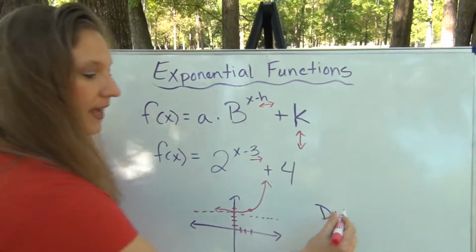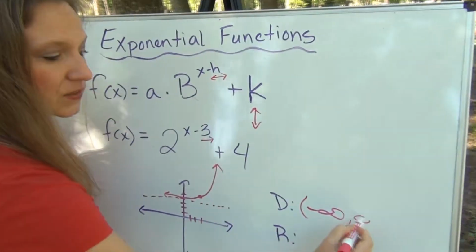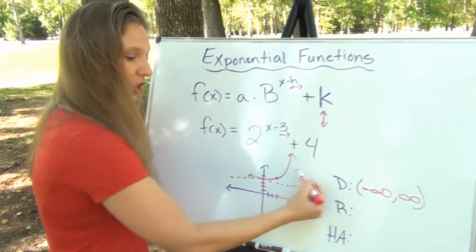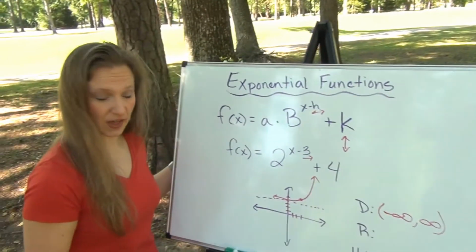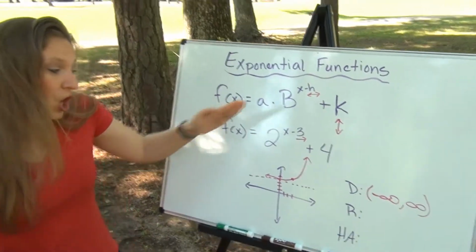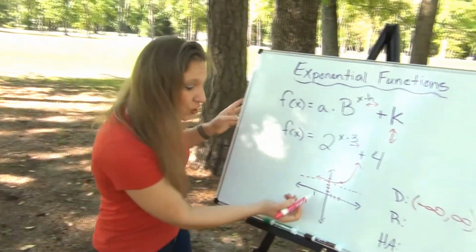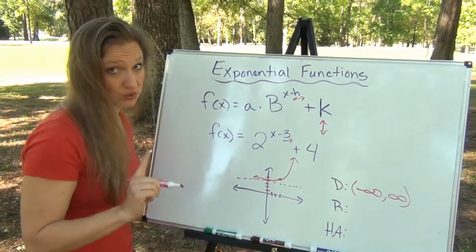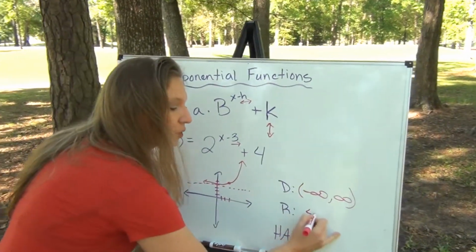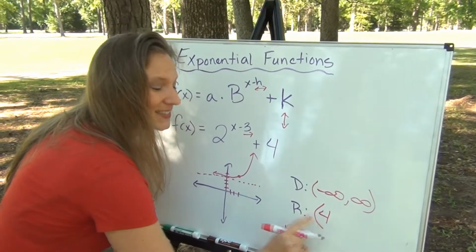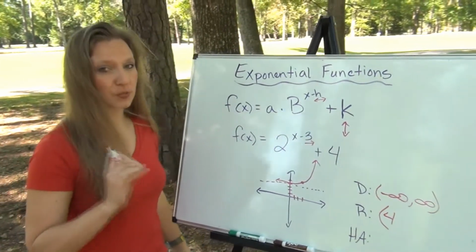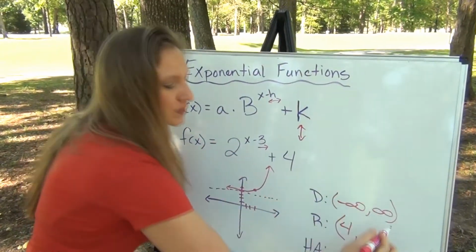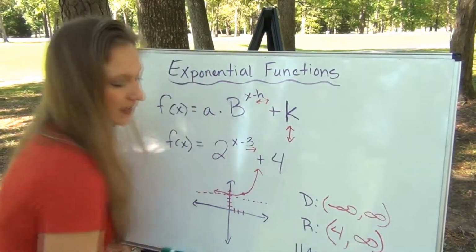So my domain, again, is from negative to positive infinity. It's going to continue to go all the way to the negative infinity, all the way to positive infinity for the x values. For the range, the lowest this graph will ever go is it is approaching 4, but it never will touch 4. So at 4, I'm going to put a parenthesis saying it's not equal to 4, it is approaching 4. And then, of course, my graph is growing exponentially towards positive infinity.